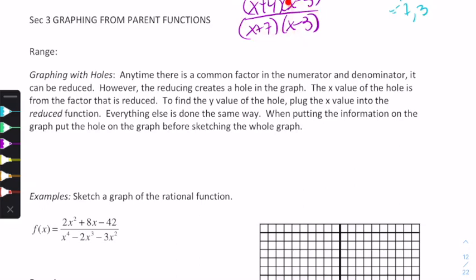If we look at this problem right here, and we find our information for our x-intercepts and our vertical asymptotes, we end up with this interesting situation. On top, for our x-intercepts, I get -4 and +3, because I set the top equal to 0. For the vertical asymptotes, we set the bottom equal to 0 and solve, so I get x equals -7 and +3.